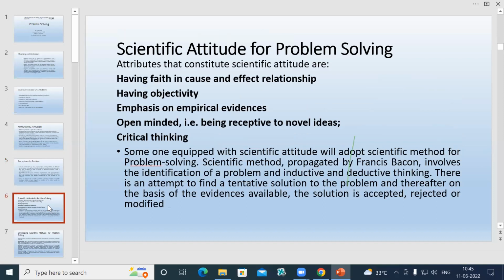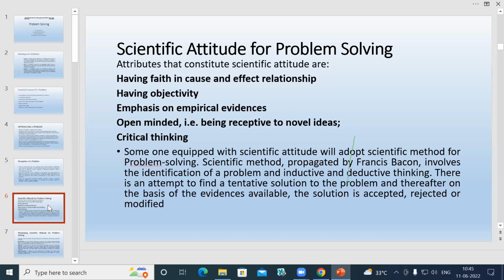So next is the scientific attitude. You have to create a scientific attitude for problem solving. There are some characteristic features, some attributes that constitute this scientific attitude. First, you should have faith in the cause and effect relationship. What is the root of this problem? What is the cause and what will be the effect? So it is always experimental.